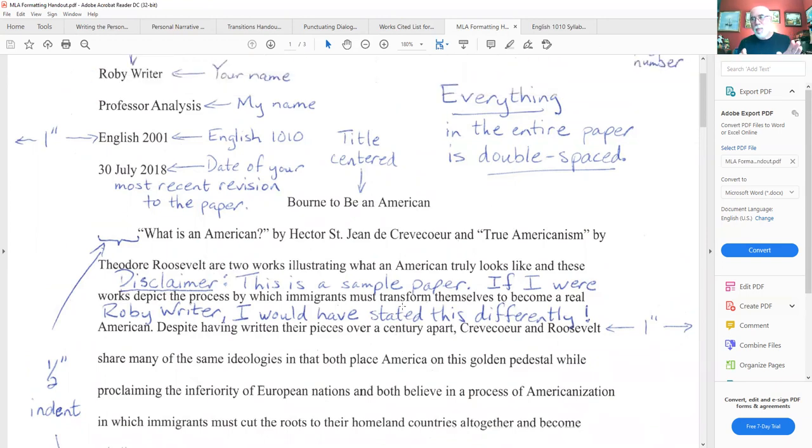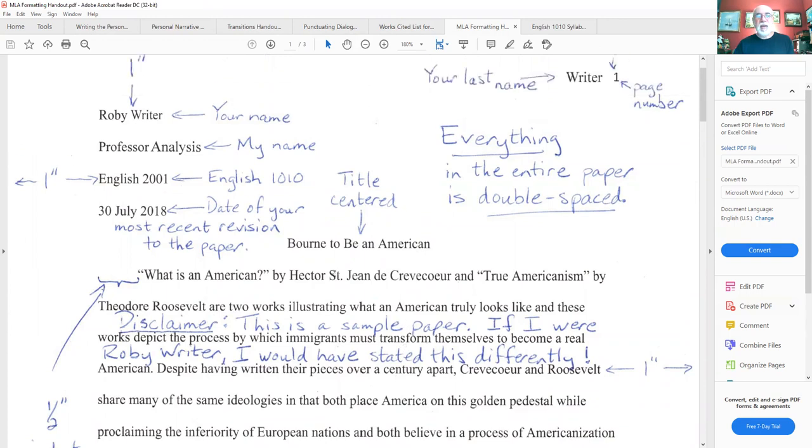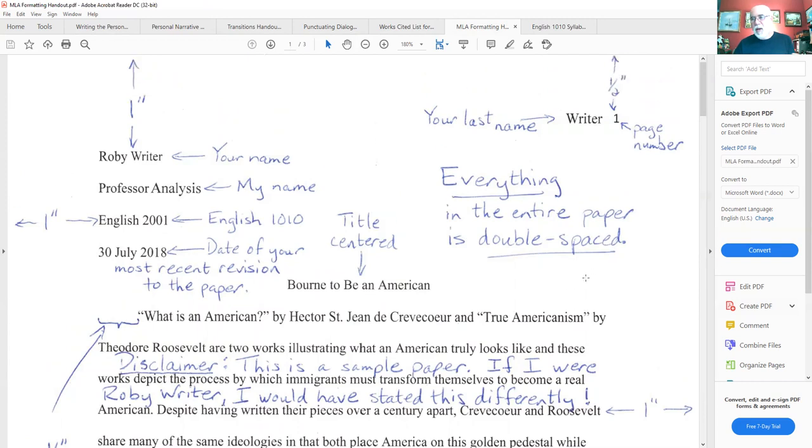This is to show you the formatting for the visual design of your paper, all right? This is MLA standard formatting. You might want to create a template for this in your word processor so you don't have to set it up every time. That would be an excellent idea. I did that years ago.